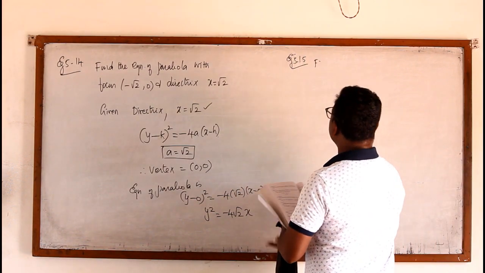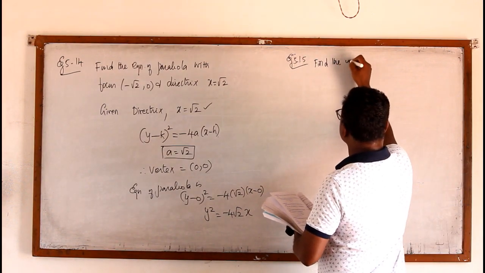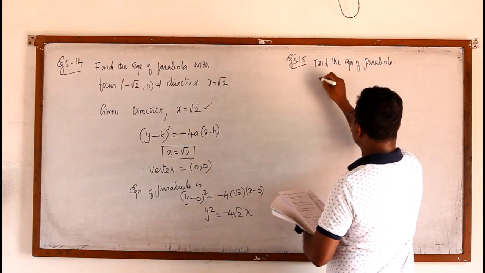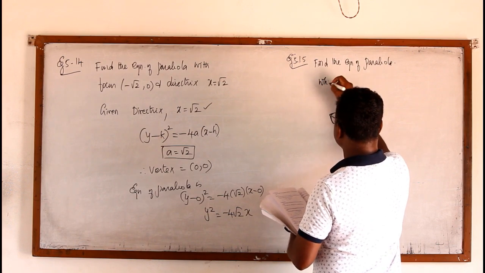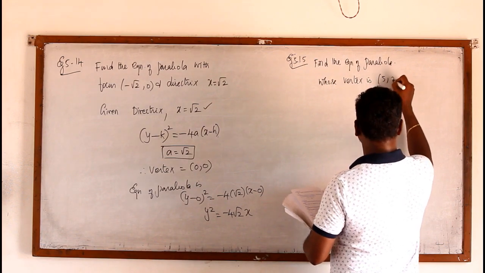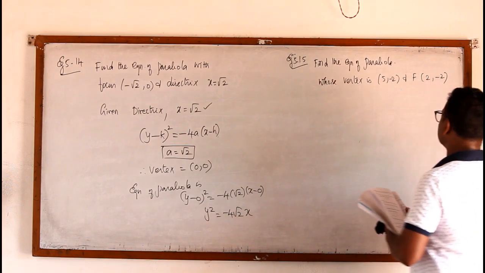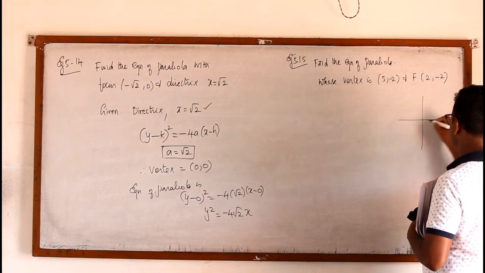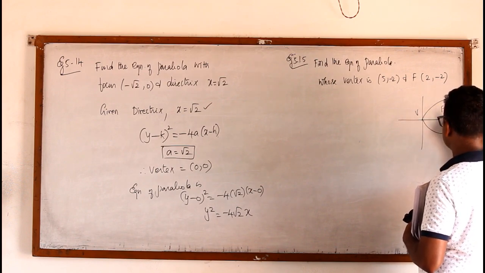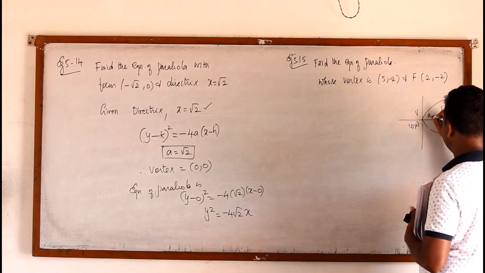Find the equation of parabola whose vertex is (5, -2) and the focus is (2, -2). Remember, for the standard parabola, this is the vertex, this is the focus, and if this is the parabola, then this point is (a, 0) and this point is (0, 0). Then this length is a.